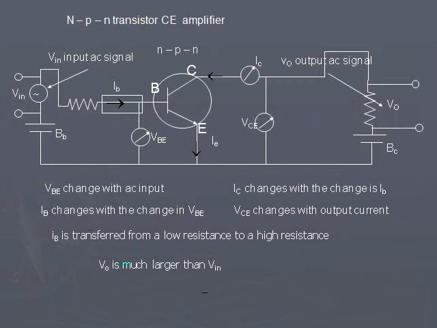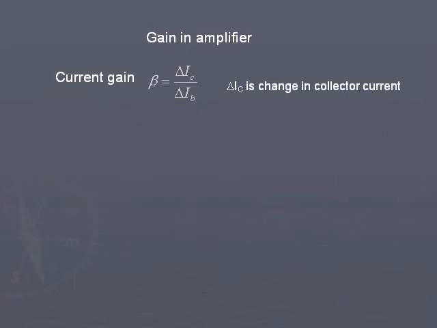Now we study the gain in the case of amplification. When the transistor acts as an amplifier, we calculate current gain, voltage gain and power gain. We define them as follows. Current gain is indicated with beta and it is defined as delta IC by delta IB, that is change in collector current to change in base current. This ratio is called current gain and is indicated with beta.